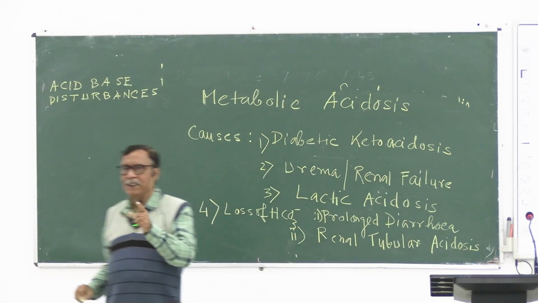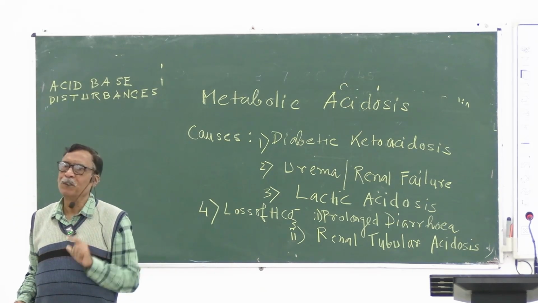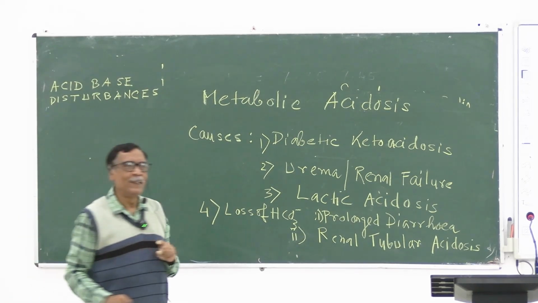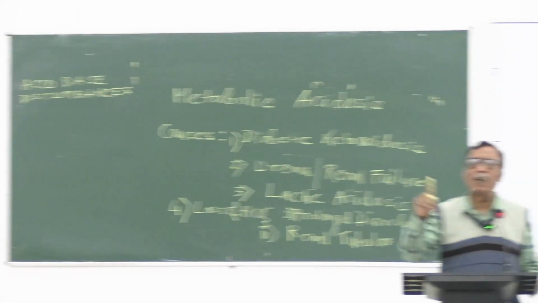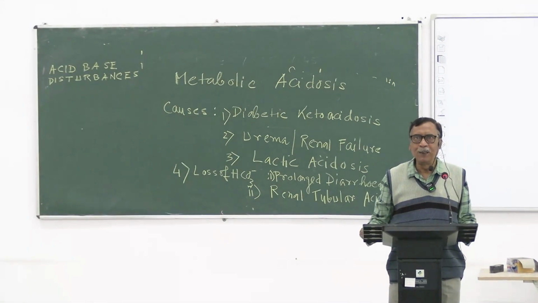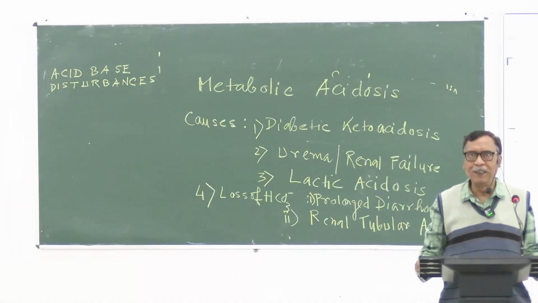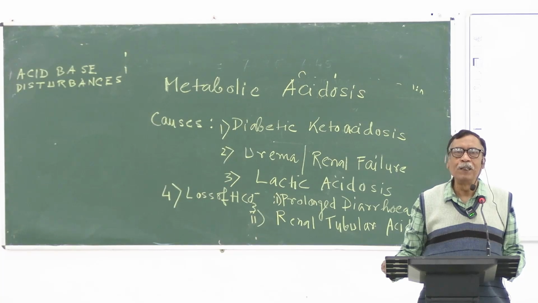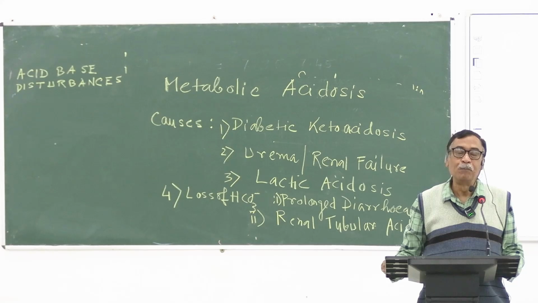I have described earlier that bicarbonate is reabsorbed through the renal tubules, through the proximal tubules. If the mechanism is defective, that is defective reabsorption of the bicarbonate through the tubules, what will happen? Bicarbonate will be lost through the urine. Maximum bicarbonate reabsorption occurs in proximal tubules.